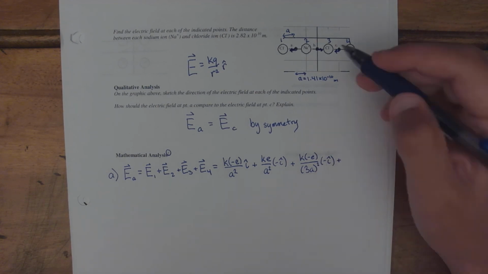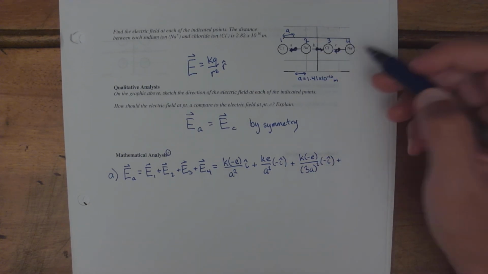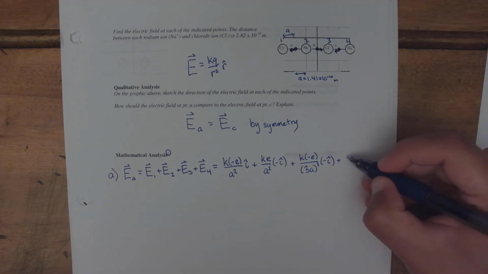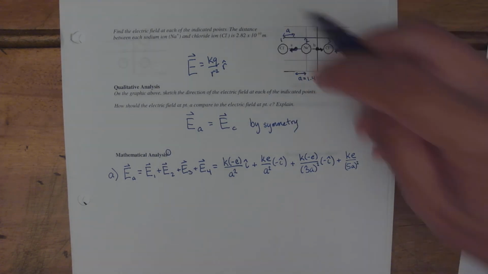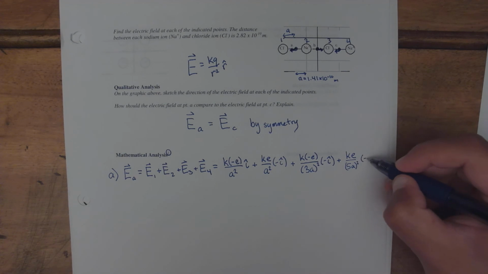Then, for the last charge, that is 1, 2, 3, 4, 5 blocks away. The charge is E, so this is K times E. We said we were 5 blocks away, so that's 5A squared. Going from the charge to the point of interest is in the negative I hat direction.